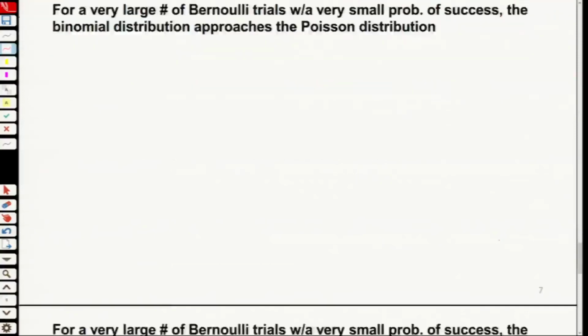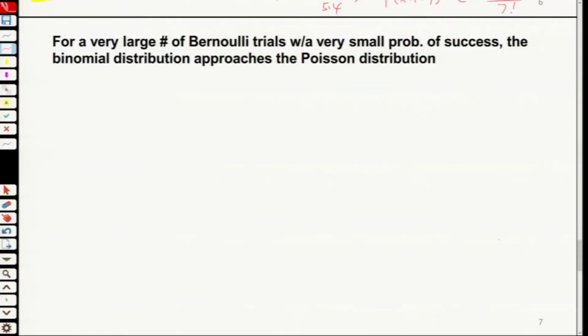So now let's see, this is a homework problem too. Now we are going to discuss these homework problems. For a very large number of Bernoulli trials with very small probability of success, the binomial distribution approaches the Poisson distribution. Let's do this together.